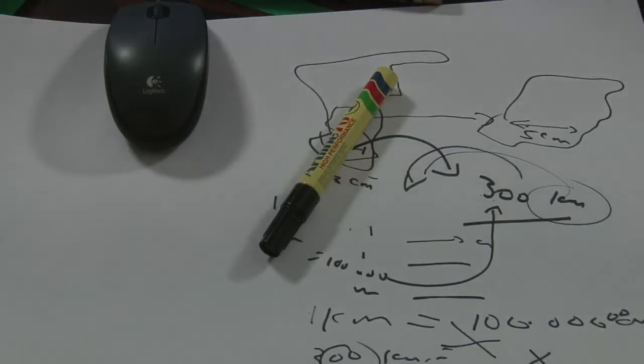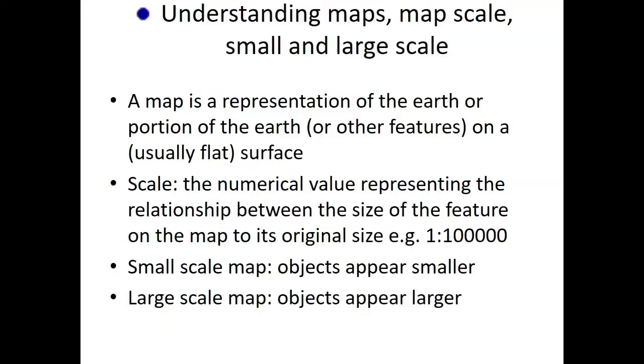So you will have a small example here, because as I presented this course, in most cases the scale is something that people struggle to get. So that's why I just presented a little bit of what a scale is here. We say it's a numerical value representing the relationship between the size of a feature on the map and its original size. That's the size on the ground.